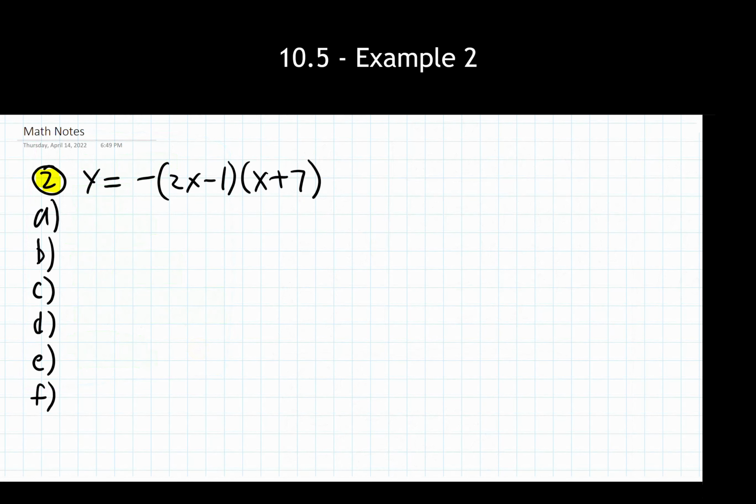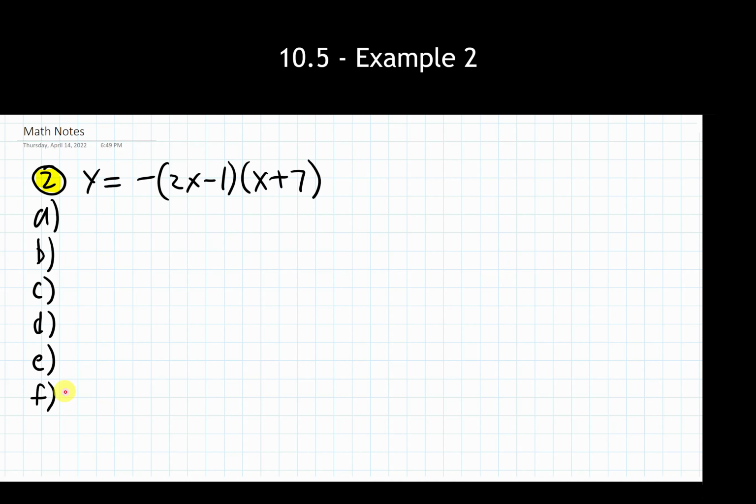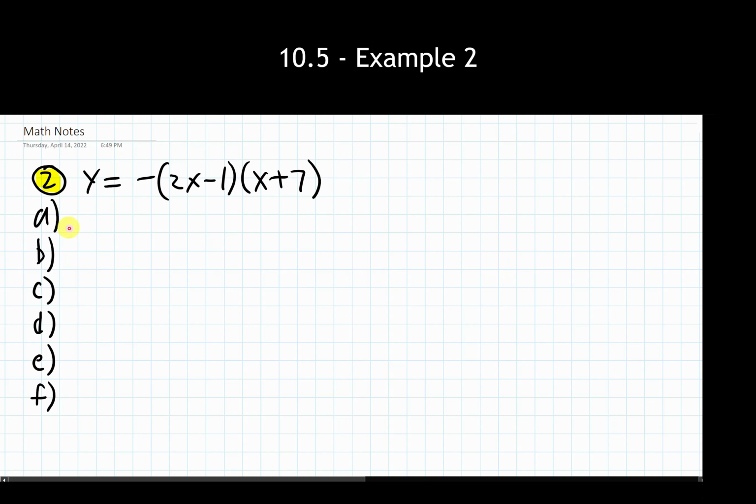Our second example here is y equals negative the quantity 2x minus 1 times x plus 7. We have our same a through f showing up here. Big thing I want to note with this problem, and this is going to be the case for all of our future ones that we're going to see, we do not need to go through and answer these questions, sub-questions I should say, in A through F order.